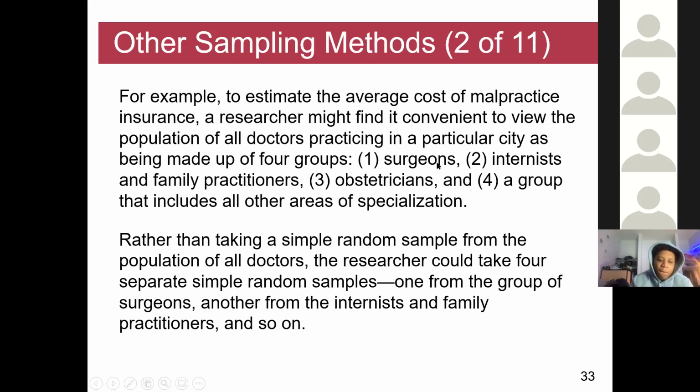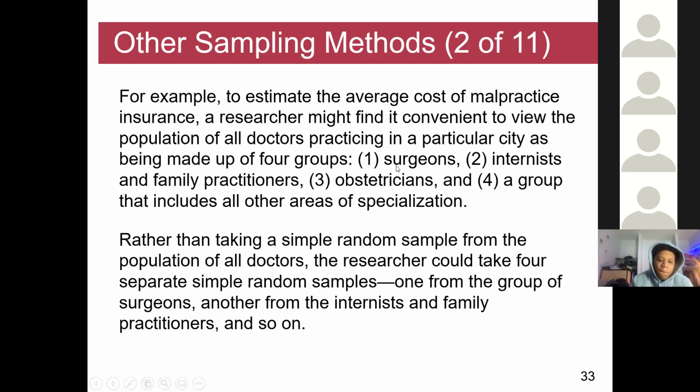So we do a simple random sample of 25 from each of these 4 groups, and that adds up to 100. Now, we don't have to do a simple random sample of 25 from each group. We could have different numbers, but the whole idea is to add up to 100. Now, what's the advantage of doing this? Not only do we have information about all the doctors, but we also have information about each of these groups.